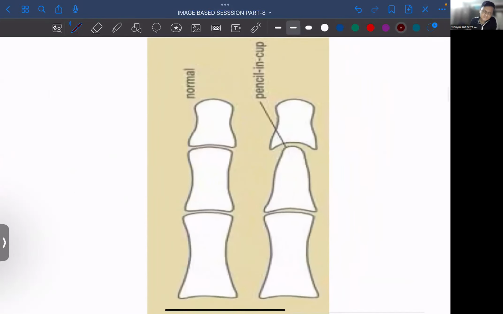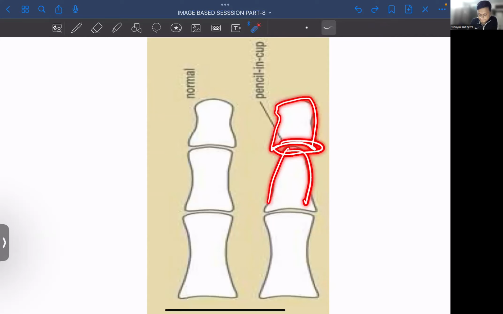Which appearance is seen? That is called pencil in cup. It looks like a cup, and this is our pencil. This is called pencil in cup appearance. Okay, pencil in cup appearance.